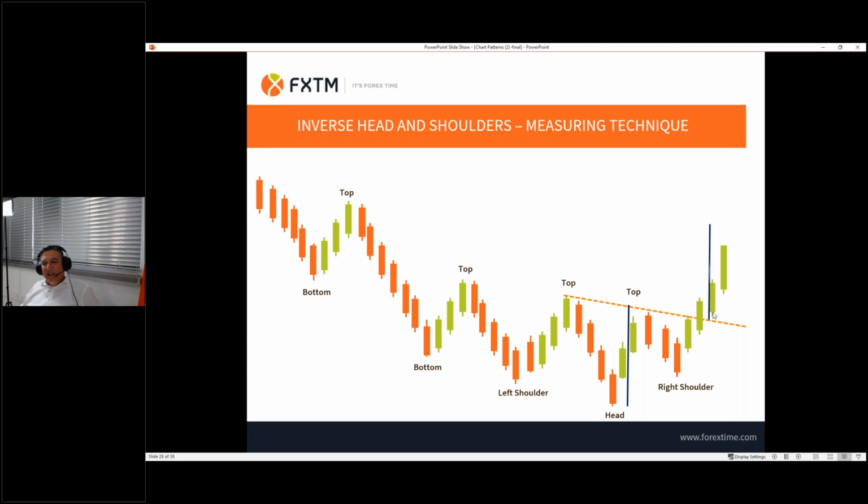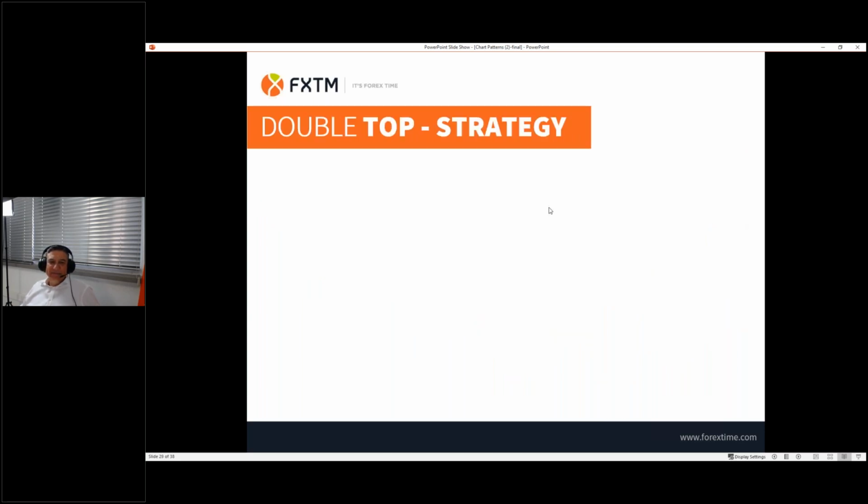The neckline, you see, it moves downwards, and the measuring technique is by projecting the height to the breakout level. And this, of course, is the minimum price target.